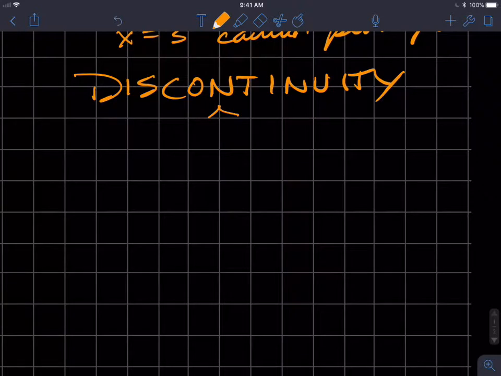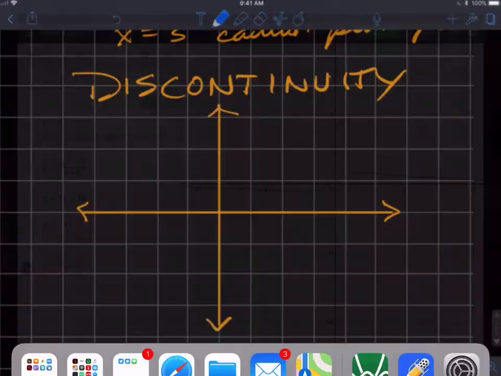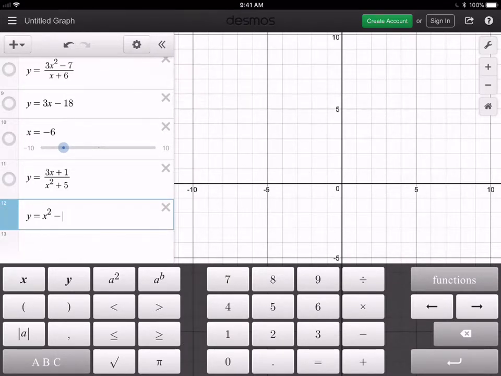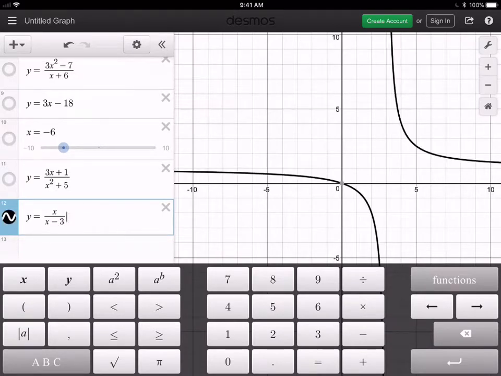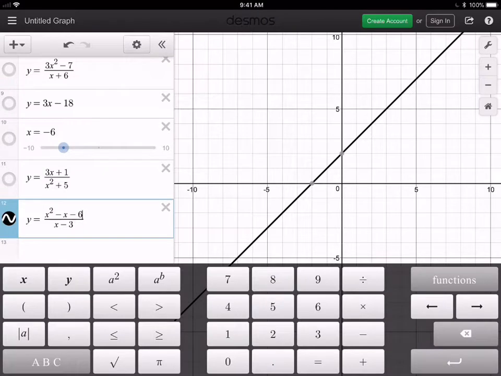And a discontinuity, in different parlance, lots of people refer to as a hole. Actually, let's graph it on Desmos first. Let's pop it down here. Let's get rid of that. Let's go y equals x squared minus x minus 6 divided by x minus 3. I did this poorly, I have to delete all that stuff. And so we get this line.